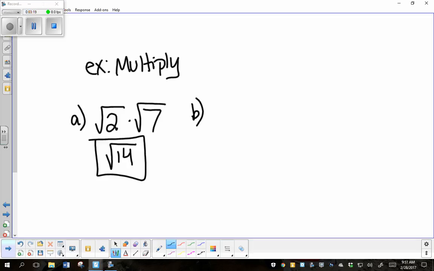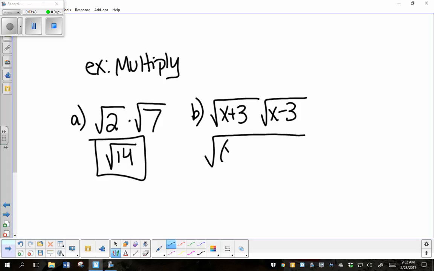Alright, so second one, we're going to do the square root of x plus 3 times the square root of x minus 3. They're both square roots, right? So you can put them together in one. So let's do that. You can put them together in one because they're both square roots.